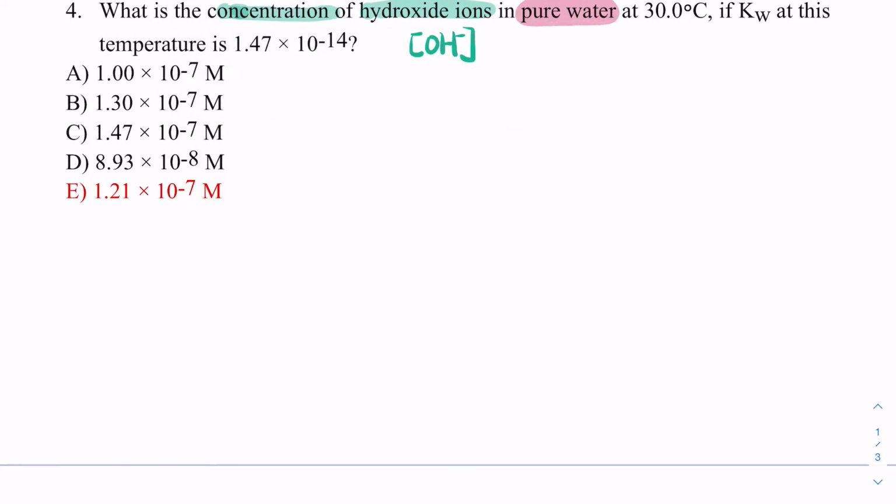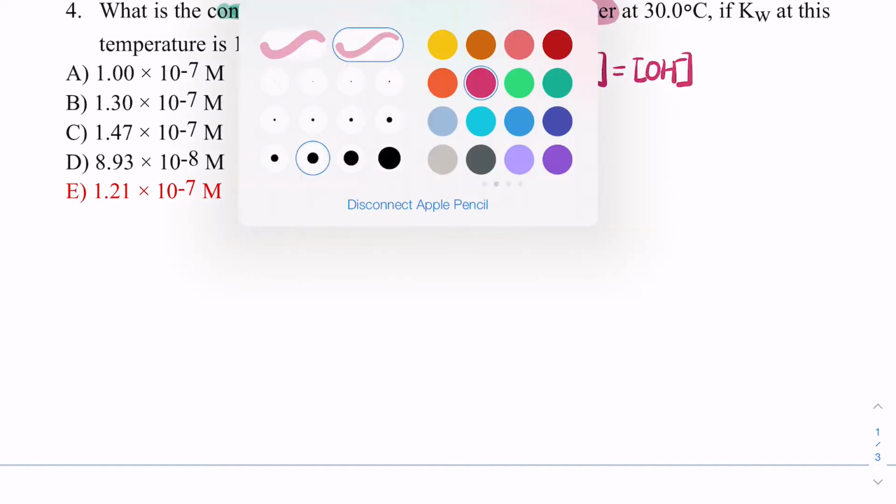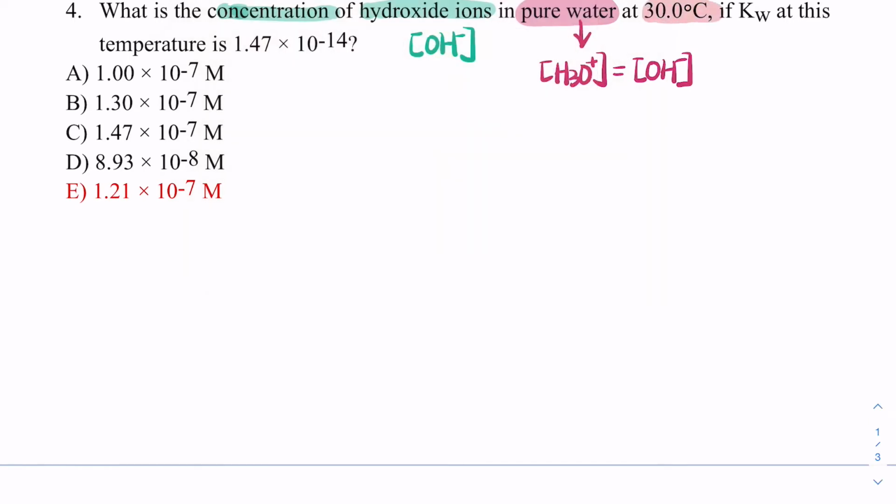Pure water. As we talked about in class, if we know it's pure water, this implies the concentration of hydronium ion equals the concentration of hydroxide ion. Then you see 30 degrees Celsius. That sounds a little troublesome, because Kw wouldn't equal 1.00 times 10 to the power negative 14. It will have a different value, and of course the value is given right over here.